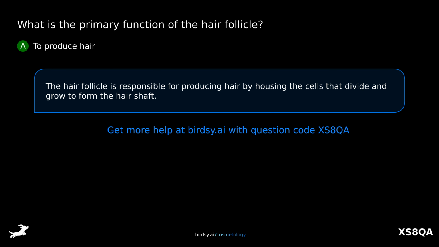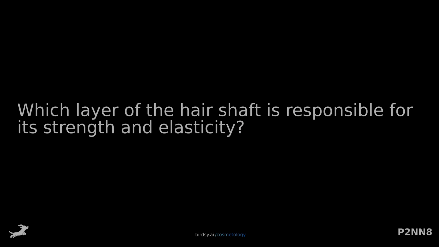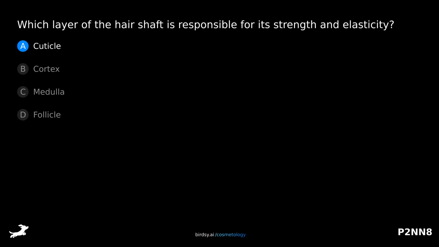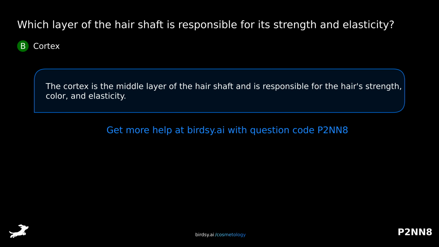The hair follicle is responsible for producing hair by housing the cells that divide and grow to form the hair shaft. Which layer of the hair shaft is responsible for its strength and elasticity? Is it A, cuticle, B, cortex, C, medulla, or D, follicle? The answer is B, cortex. The cortex is the middle layer of the hair shaft and is responsible for the hair's strength, color, and elasticity.